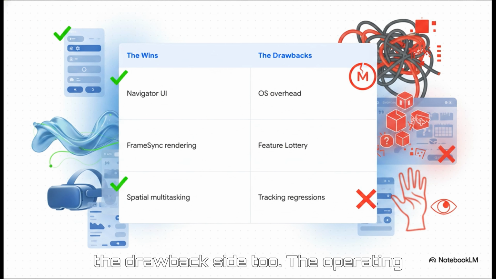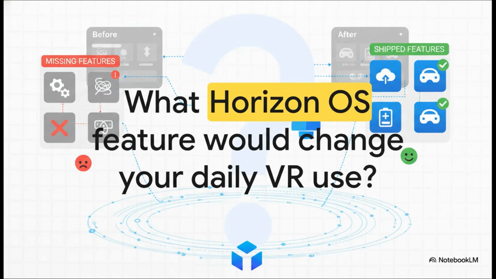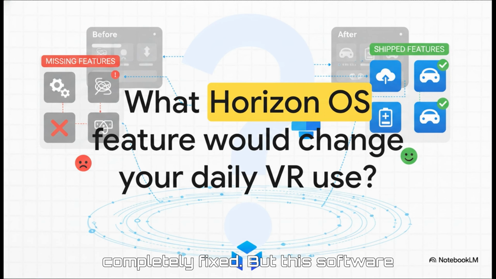But we have to look at the drawback side too. The operating system overhead is still really high, which sometimes leads to those brutal memory crashes. The fragmented feature lottery rollouts create a super confusing, staggered user experience for everyone, and those forced updates still occasionally introduce deeply frustrating regressions in basic, fundamental functionality like the low-light tracking issues. Like I said at the very beginning of this explainer, the hardware you bought is completely fixed. But this software layer, this invisible backbone, is constantly shifting and completely redefining what your headset is actually capable of doing from one month to the next.